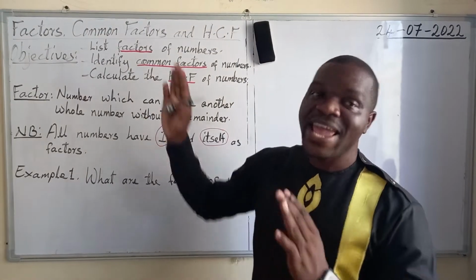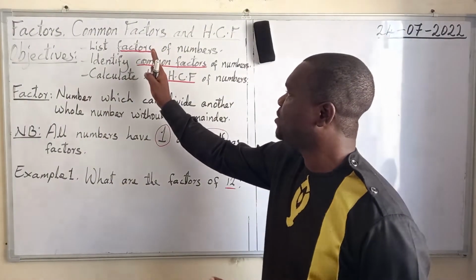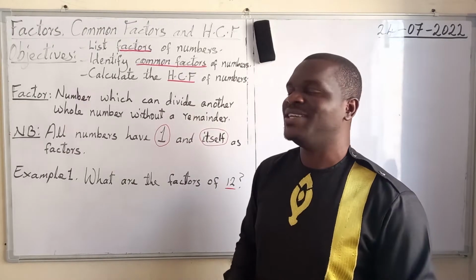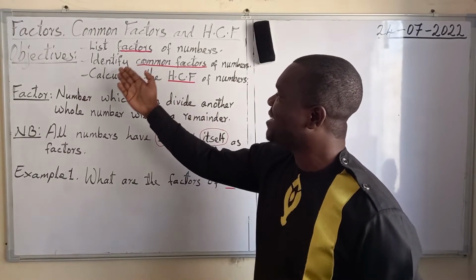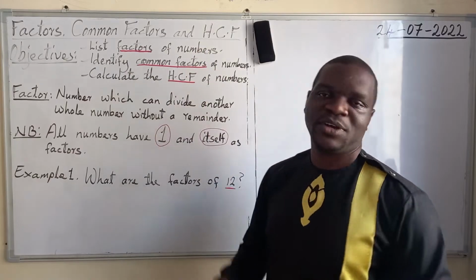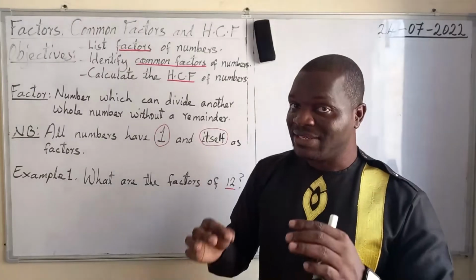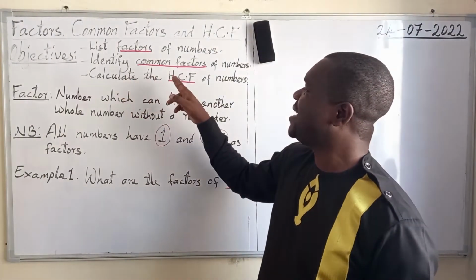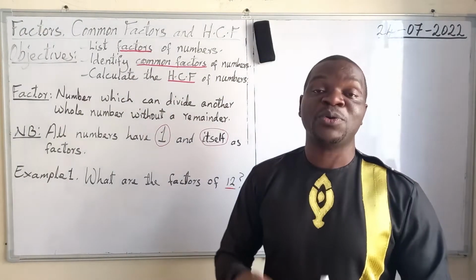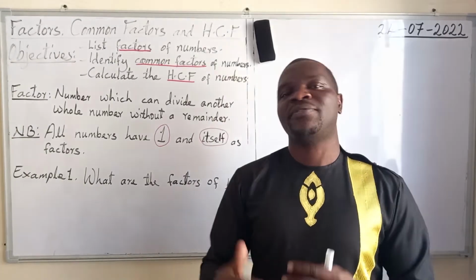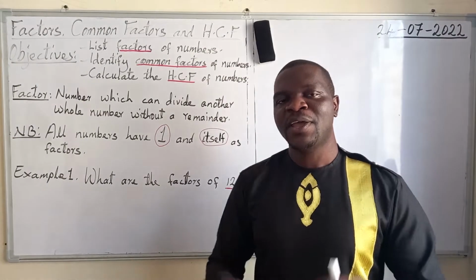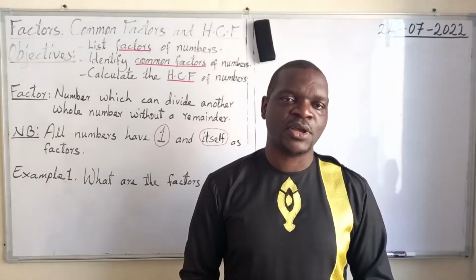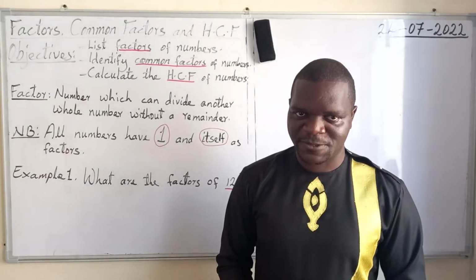Today, we want to be able to list factors of numbers by the end of the lesson. Equally, we want to be able to identify common factors of numbers. And lastly, we want to be able to calculate the highest common factor or the greatest common factor of given numbers. Before we go into calculating and identifying these factors, what are factors?